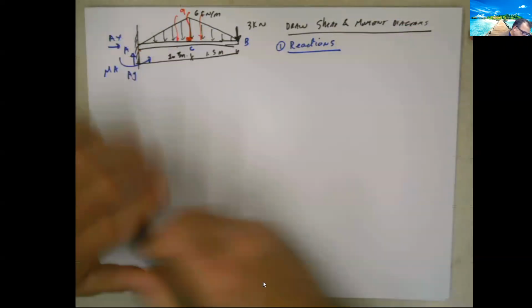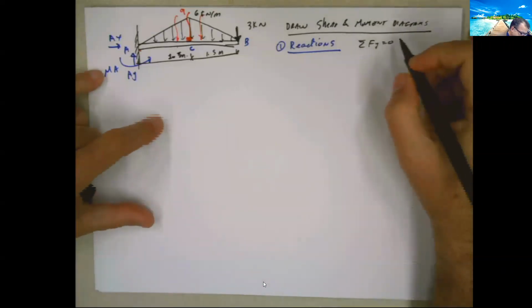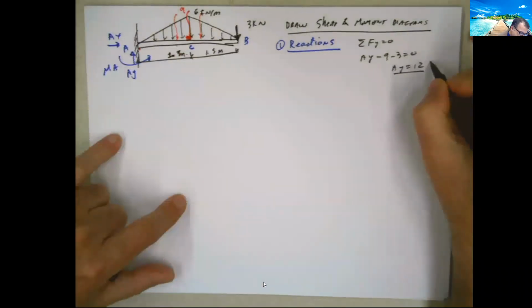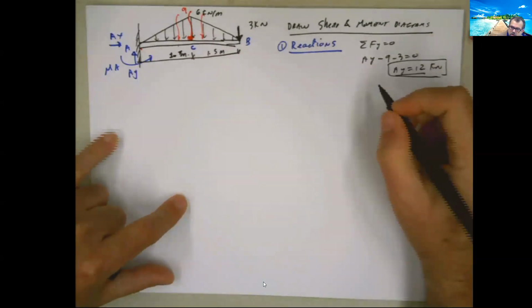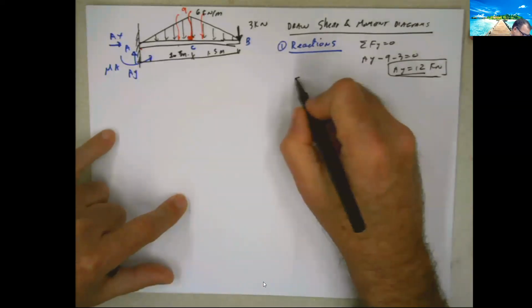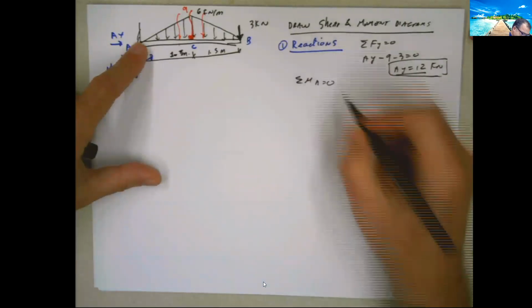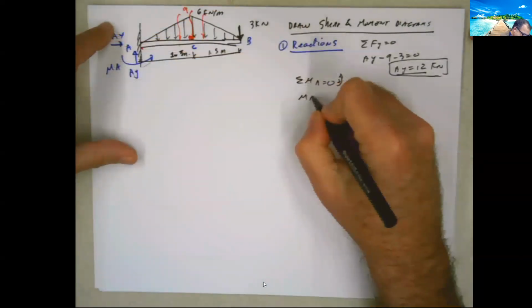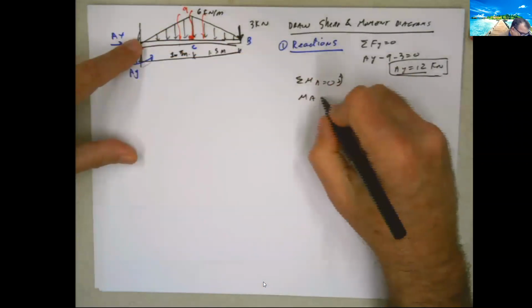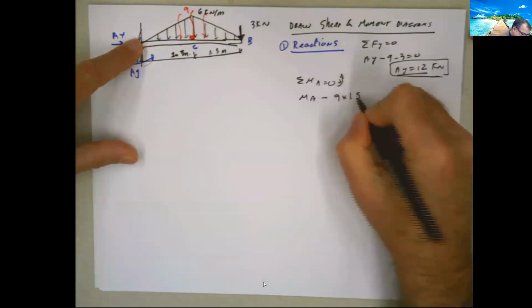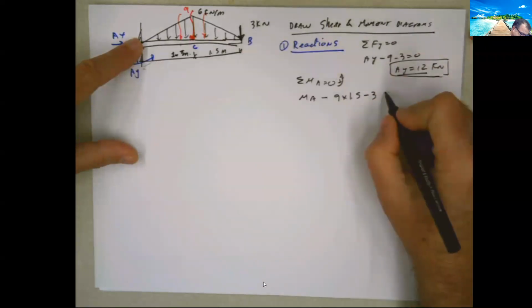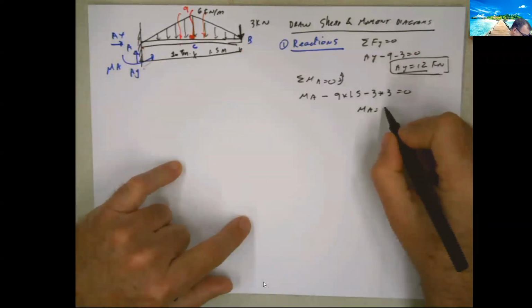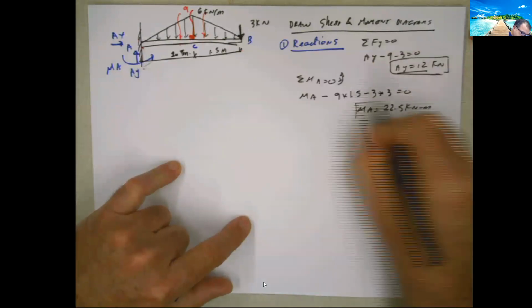So if we do now summation of forces in Y equals 0, then you get AY minus 9 minus 3 equals 0, and AY equals 12 kilonewton. Put the units from time to time. And now we do summation of moments at A equals 0. You do the same thing: first the moment, MA, in this direction, positive, and then minus 9 times 1.5 minus 3 times 3 equals 0. And then you can solve for MA, and MA is going to be equal to 22.5 kilonewton meter. Now we have the reaction.